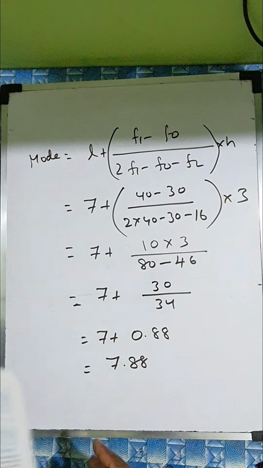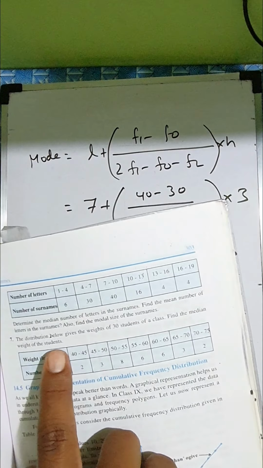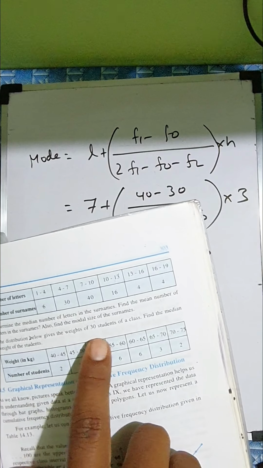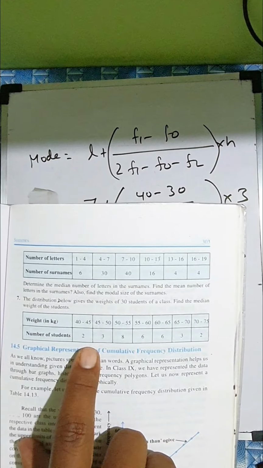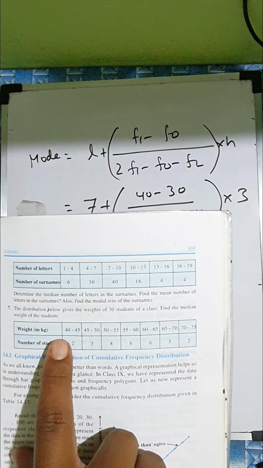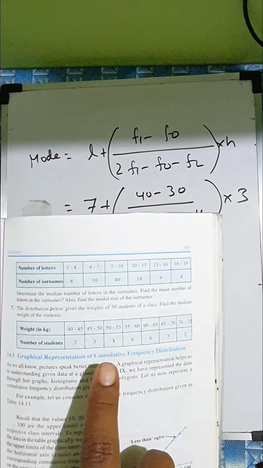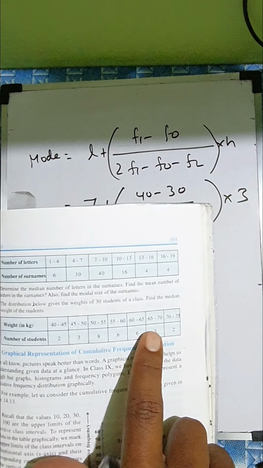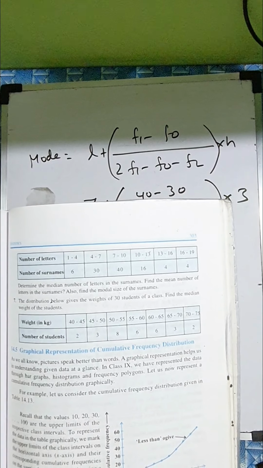Now the last question, question number 7. The distribution below gives the weights of 30 students of a class; find the median. It's the same process as all the last questions we did: 40 to 45, the class size is 5, you find the CF and then find the median. This is the homework, you try it yourself. That's it for exercise 14.3.